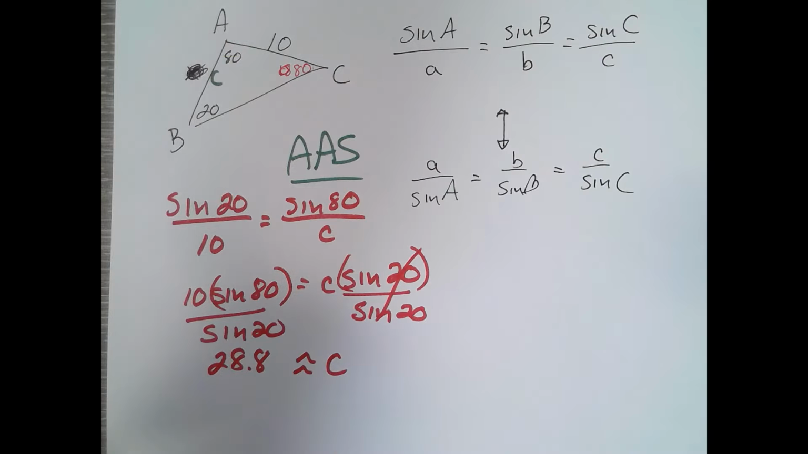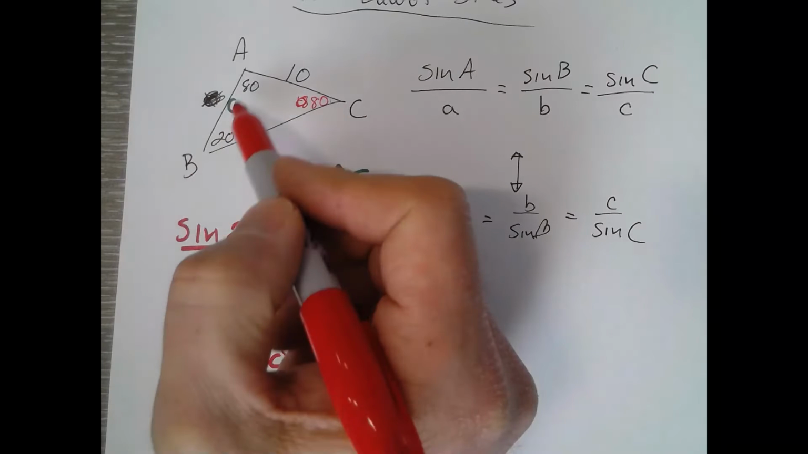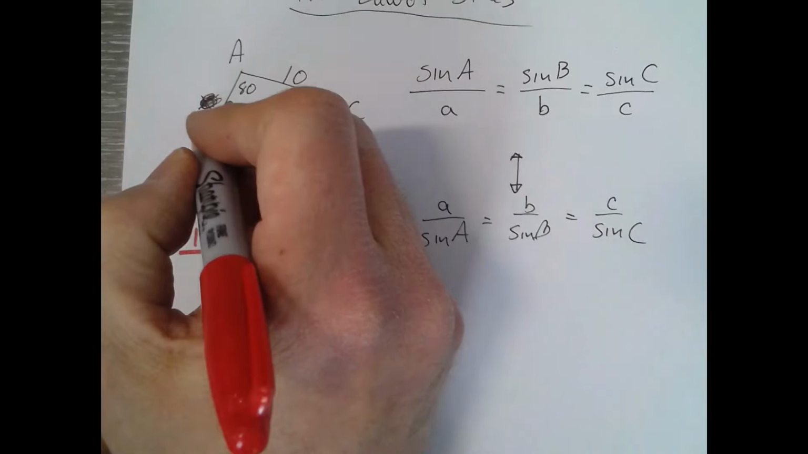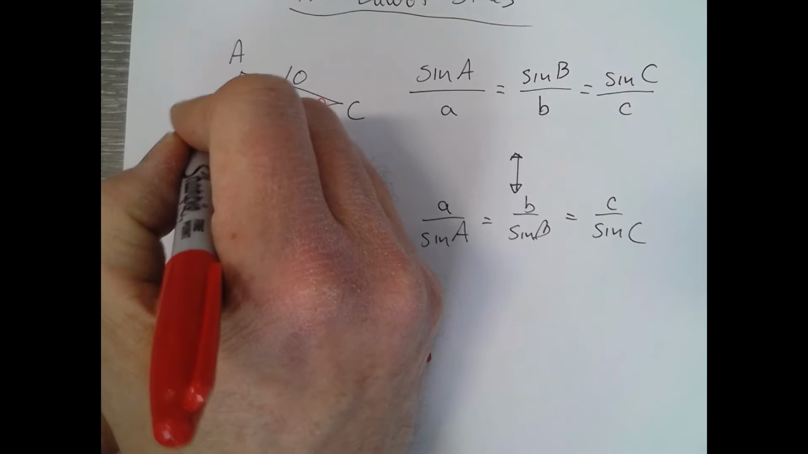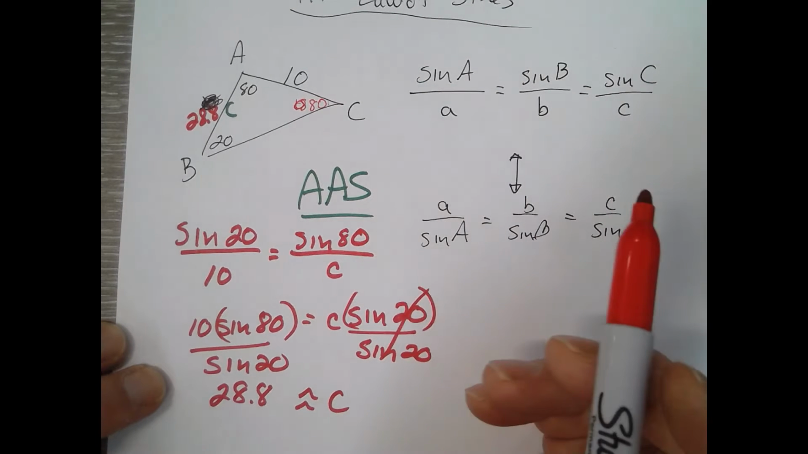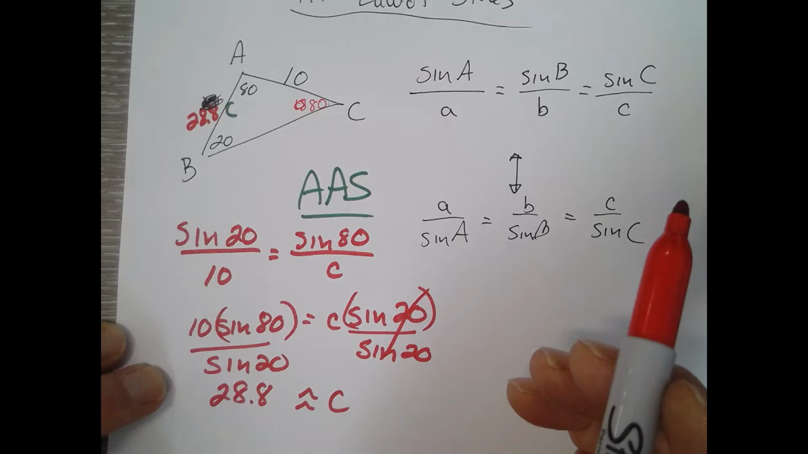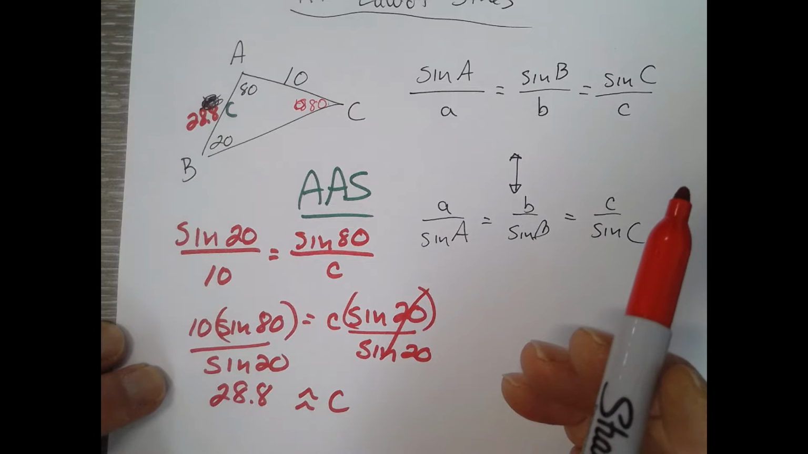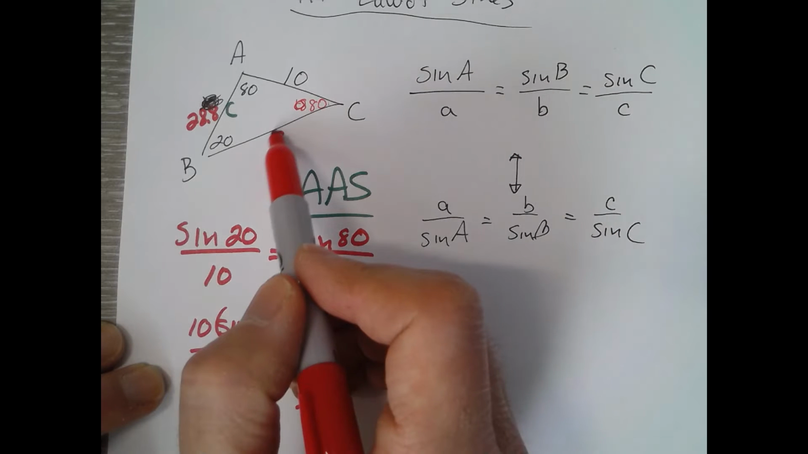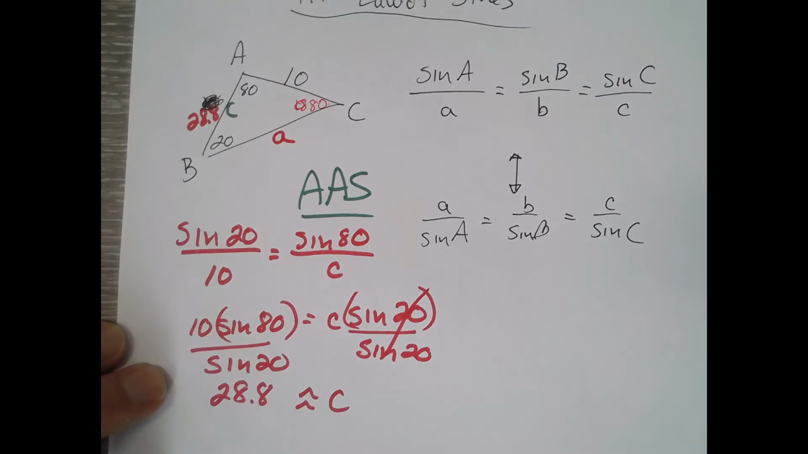So if I ask you to solve the triangle, that means you find everything that you don't have already. We were given an angle and a side. Now we just found side c, which is 28.8. We found angle C is 80. So the last thing to find is what? What's the last thing I need to know on this triangle? Yeah, side a. So why don't you try to find side a given this information?